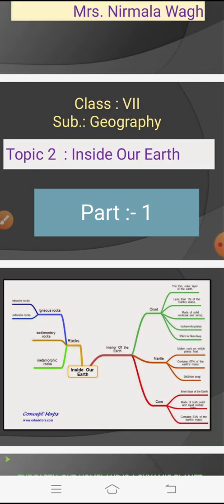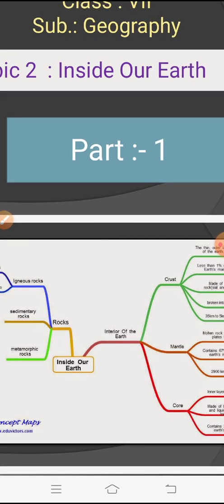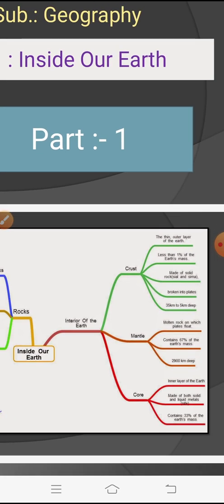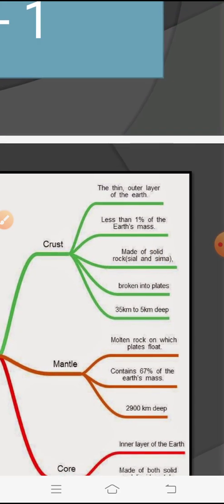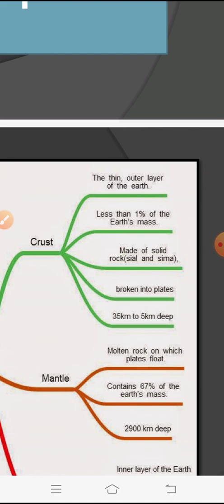First of all, I am going to show you a concept map of this lesson, which parts will be there. First of all, we will see mantle, core and crust, the layers of the earth. Crust is the uppermost layer. You can see those points in this concept map.